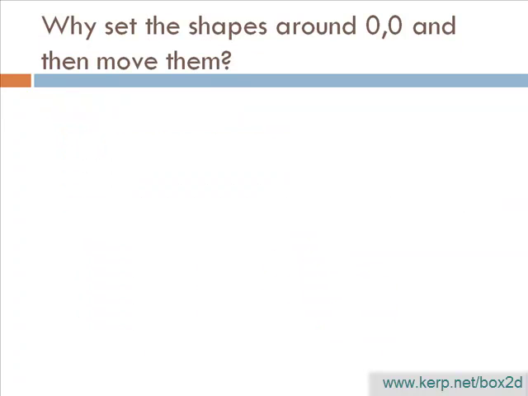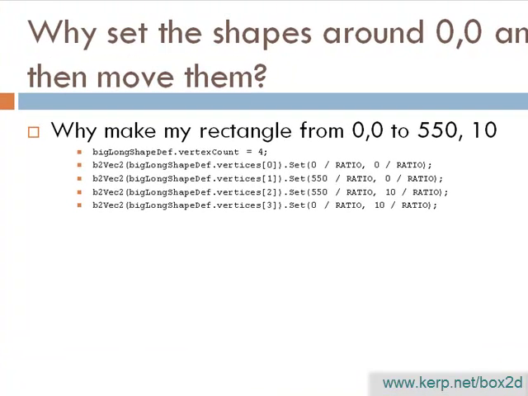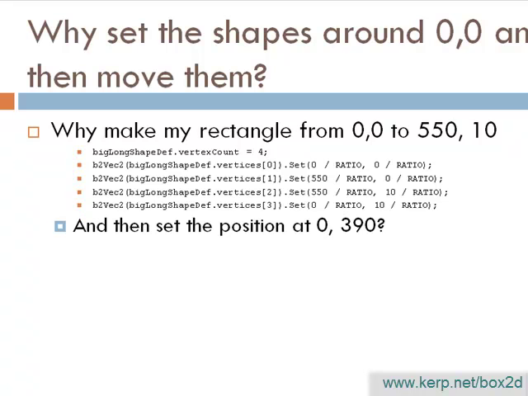Finally, the last question we have is, why do we set the shapes around 0, 0 and then go through the trouble of moving them? For example, let's look at the floor that we created. Remember that very first floor we created by creating the vertices? We did it by creating a rectangle that went from 0, 0 to 550, 10. Basically, we had a long, skinny box that was 550 pixels wide, 10 pixels high, but it was created at 0, 0, and then we had to go through the trouble of setting the position of that object down to 0, 390 so that it went from being at the top of our Flash movie to the bottom.